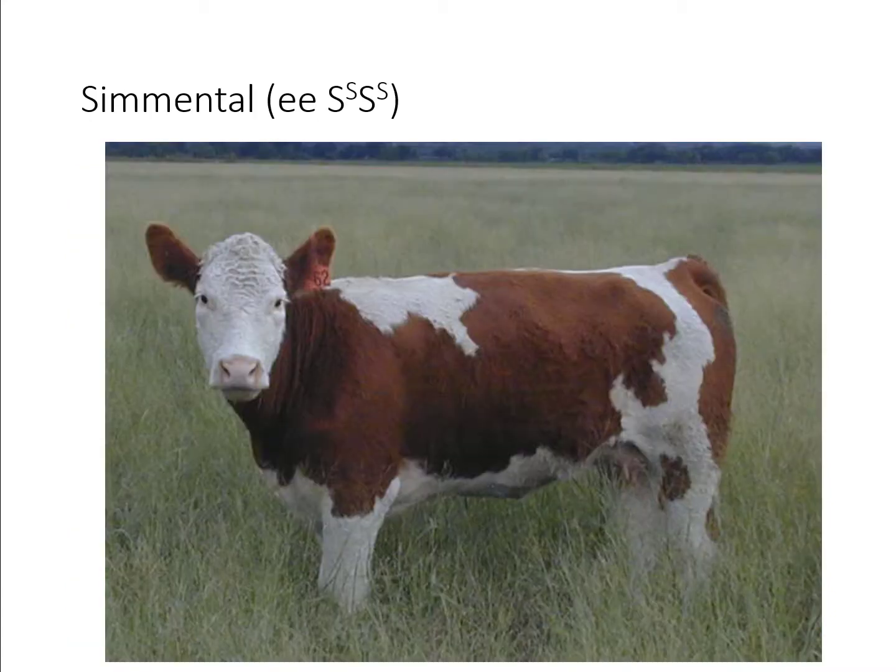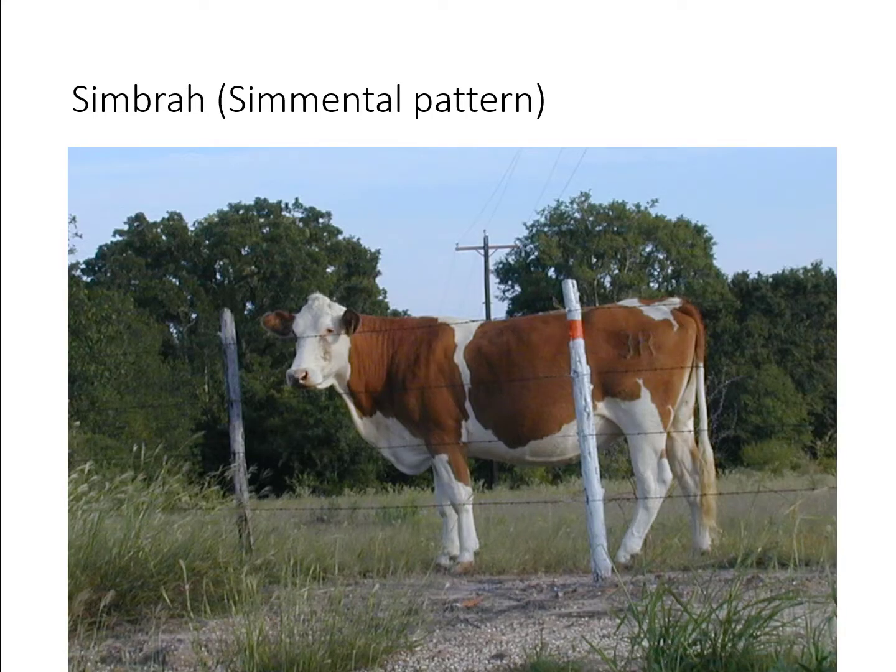Next allele we're going to be talking about at the spotting locus is our Simmental spotting. They have spotting on the body and white on the face. And here we have a Simbrah that also has a Simmental pattern. So, spotting on the body, white on the face.